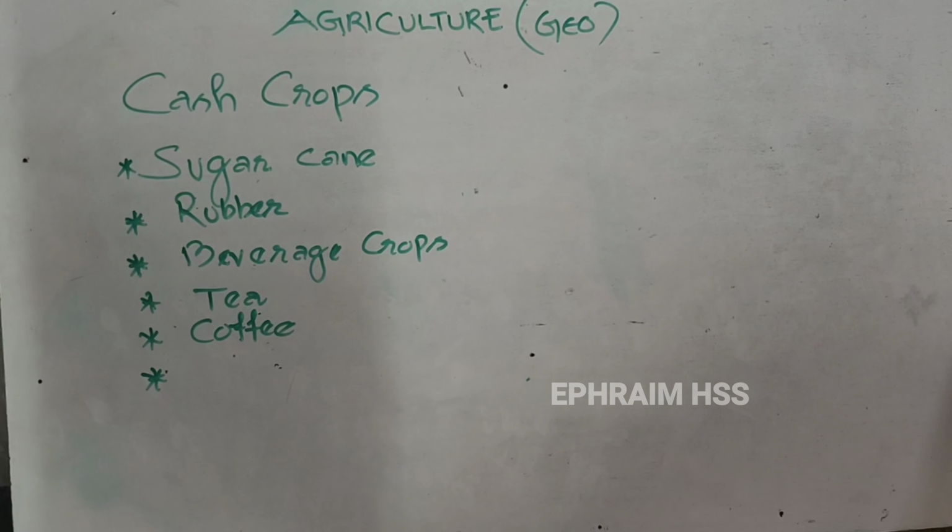And it is also grown on hill slopes so that water may not stand at the roots of the tree. Nilgiri Hills in the states of Kerala, Karnataka and Tamil Nadu are the places in India where coffee is grown.